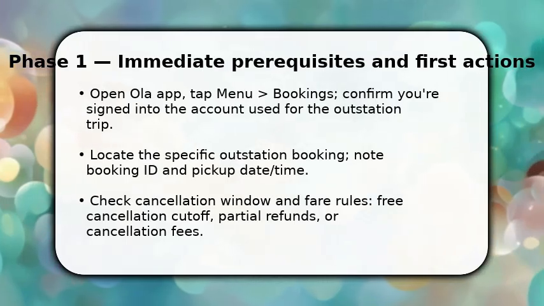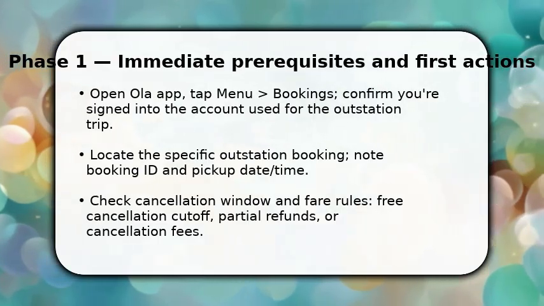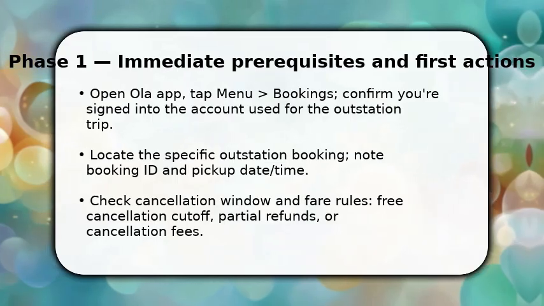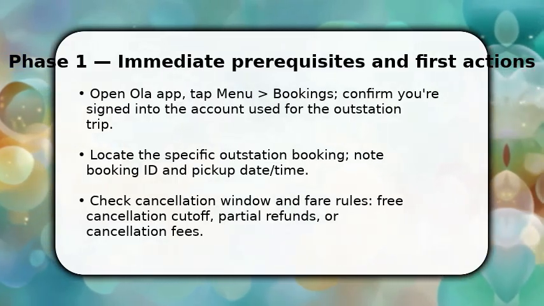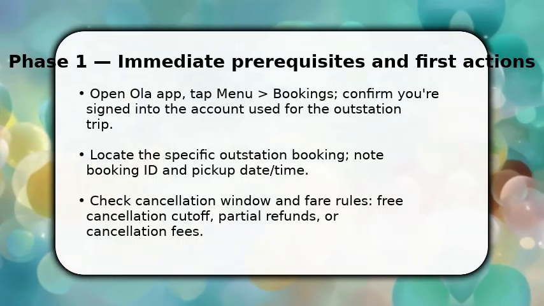You start by opening the Ola app and logging into the exact account used to book the Outstation ride. Once done, go straight to Bookings and find the trip. Note the booking ID and pickup date/time so you don't cancel the wrong ride.